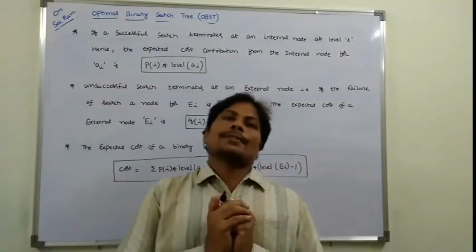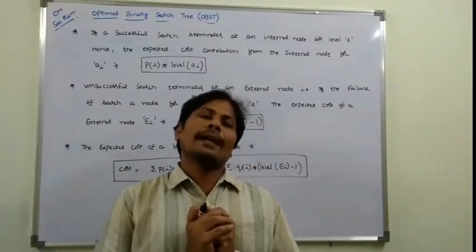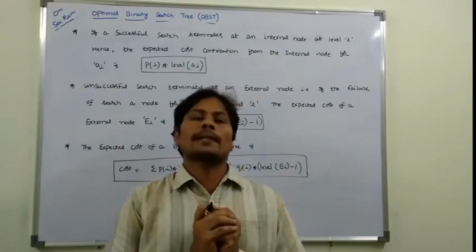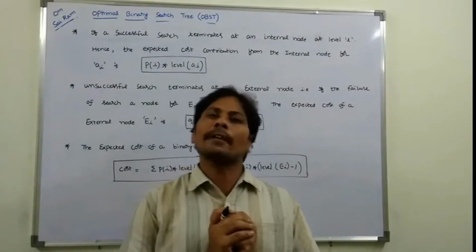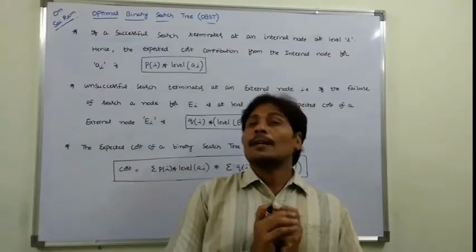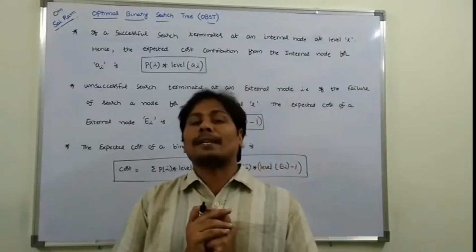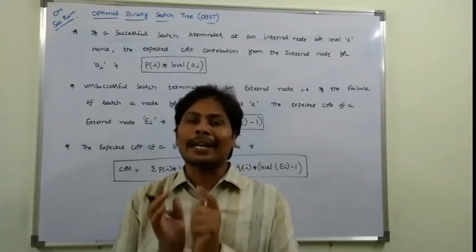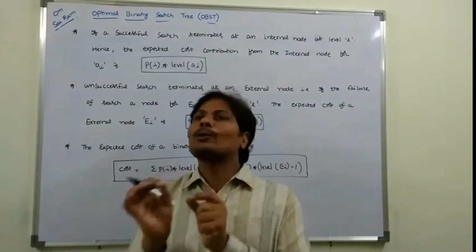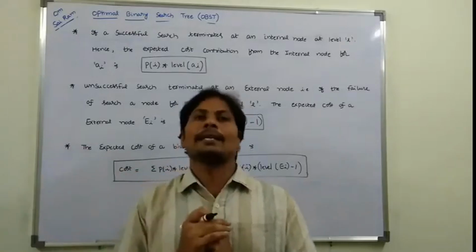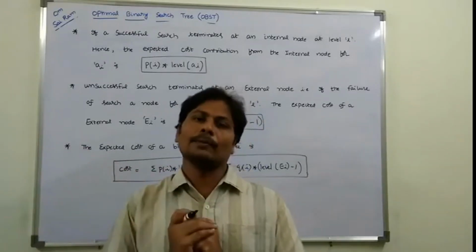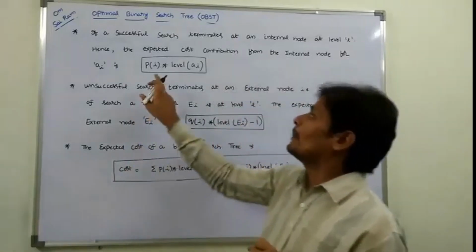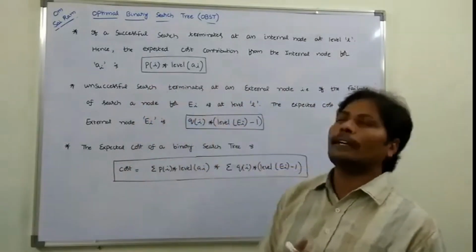Next, the successful search always terminates at an internal node. So the probability of successful search for an identifier is P of I. Where does the successful search terminate? The successful search terminates at an internal node. That internal node is at a level. So then what is the probability? That is nothing but P of I into level of A of I.